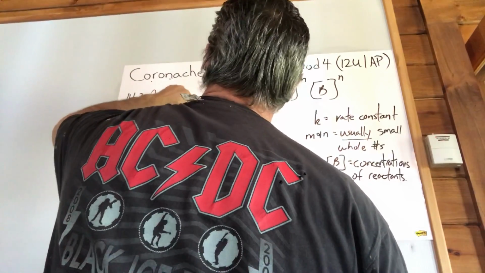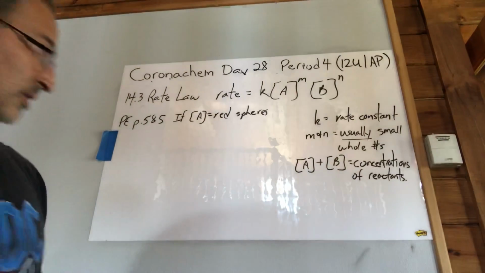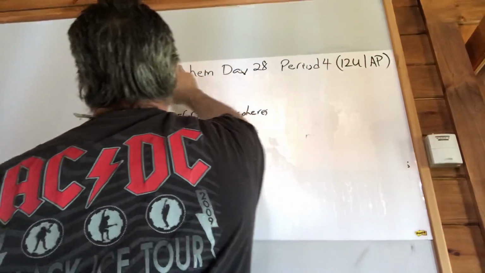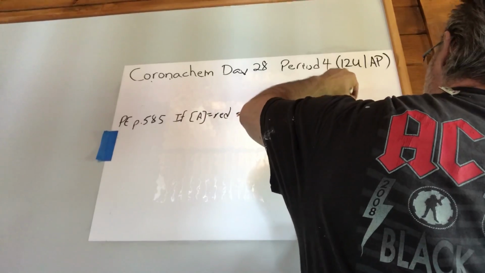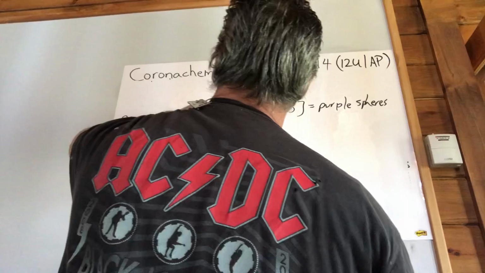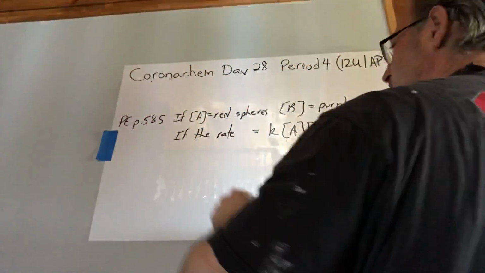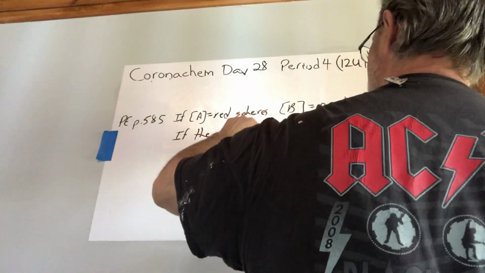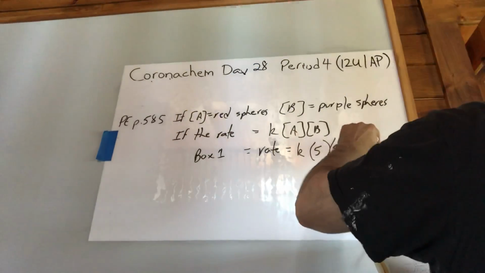So if A concentration is equal to red spheres, and B is equal to the purple spheres, and if the rate law is equal to K times concentration of A times concentration of B, both to the power of 1, then your rate in the various boxes, there are 3 different boxes. In box 1, you get rate equals K times 5 red spheres and 5 purple spheres. So your rate is going to be 25K.